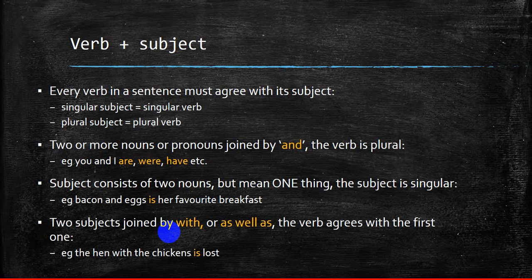Two subjects joined by with or as well as, and the verb agrees with the first subject. The hen with the chickens is lost. So the verb is going to agree with the hen, which is singular.